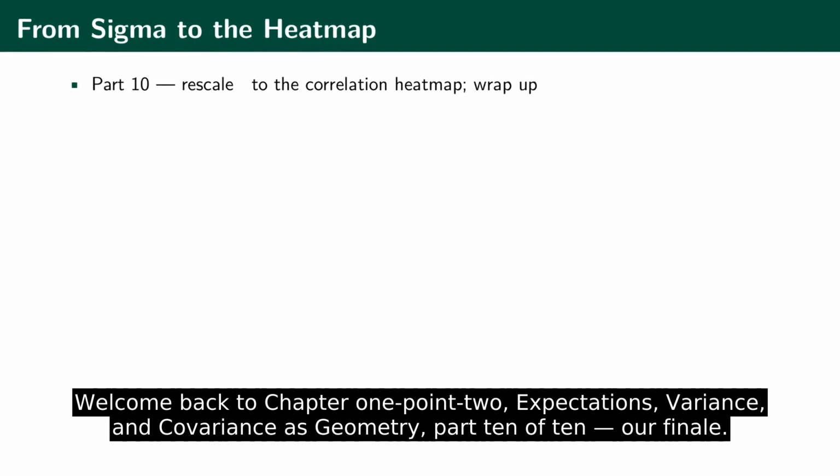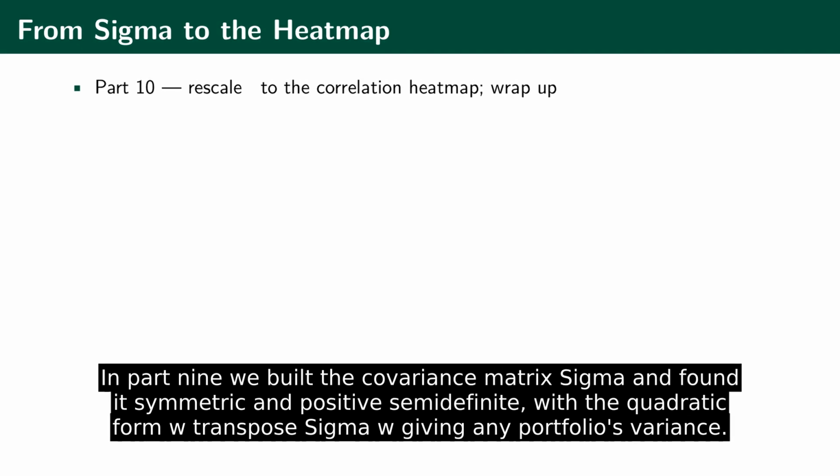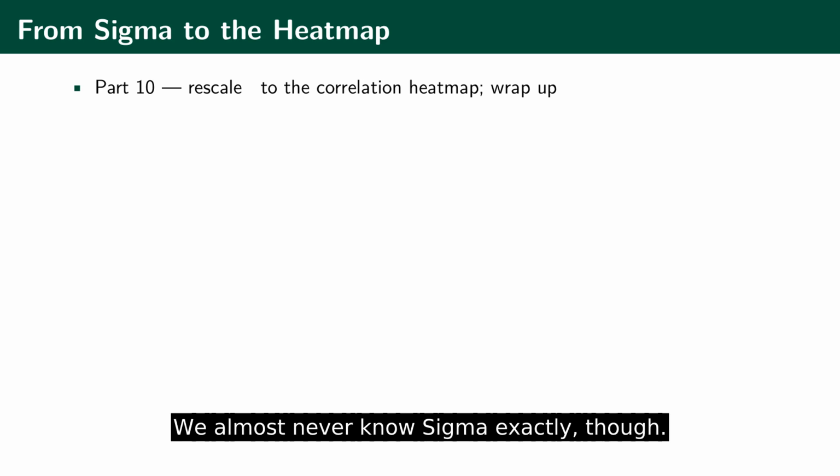Welcome back to Chapter 1.2, Expectations, Variance, and Covariance as Geometry, Part 10 of 10, our finale. In Part 9, we built the covariance matrix sigma and found it symmetric and positive semi-definite, with the quadratic form W transpose sigma W giving any portfolio's variance.